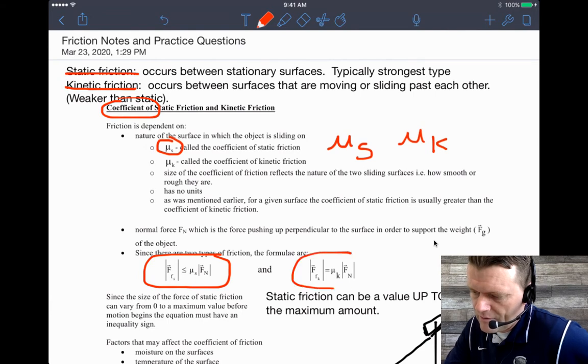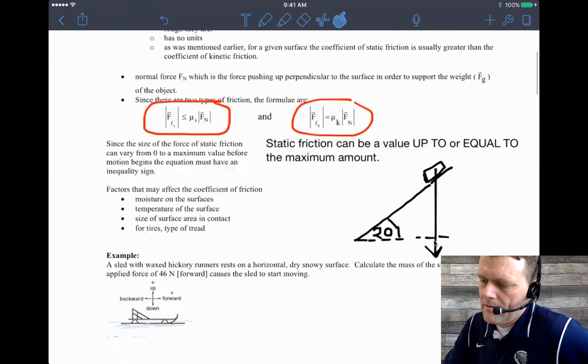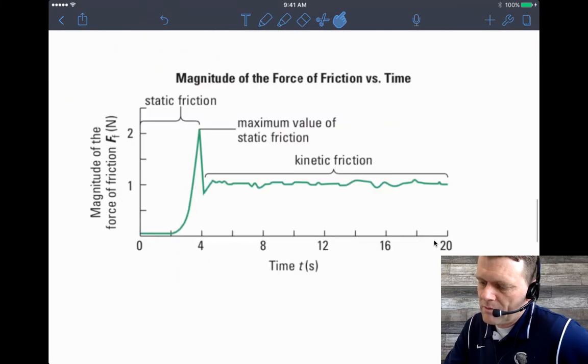This one's a little more straightforward. It's just equal to the force of kinetic friction is equal to mu k, the coefficient of kinetic friction, times the normal force. I want you to see something else before I show you a chart.